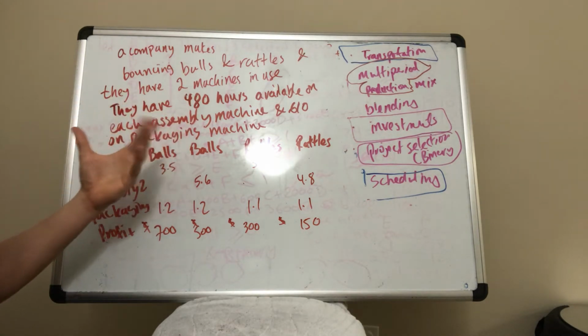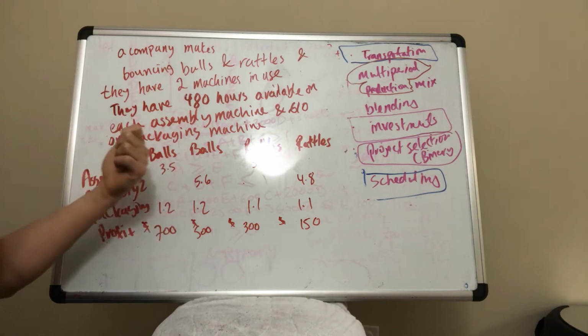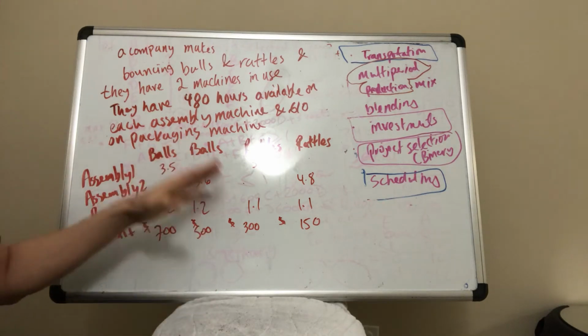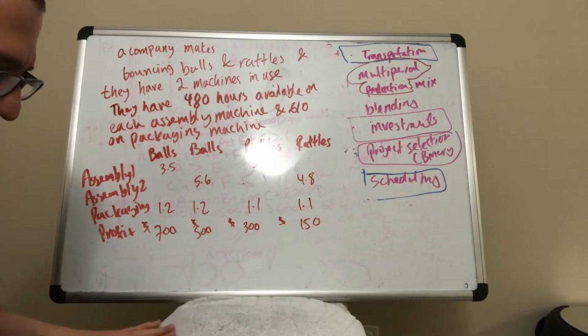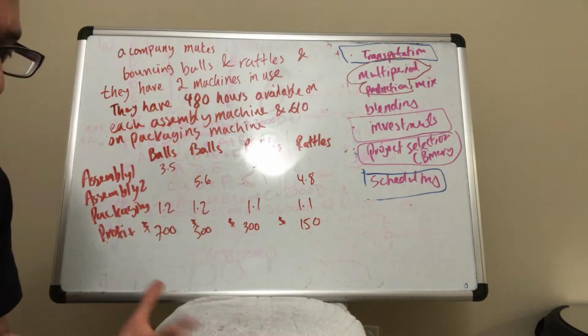But now this question here, they told this company they make bouncing balls and rattles. They have 2 machines in use. They have 480 hours available in each assembly machine, 610 on packaging, and they give you the table.